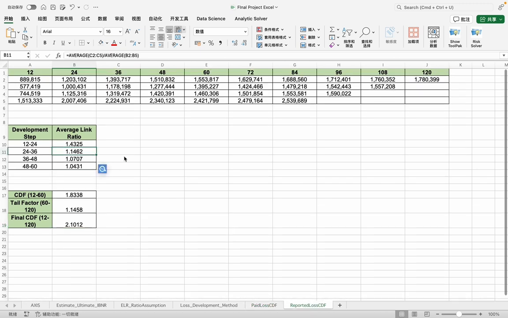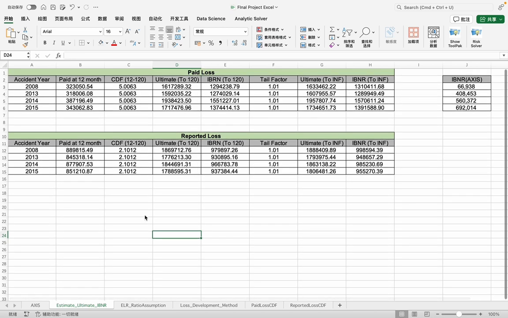We use the same method for both paid loss and reported loss, and we get a final CDF of 2.10 for the reported CDF. I then apply the CDFs to observed 12-month losses for 2013, 14, and 15. Using the formula, the ultimate losses equal the observed losses multiplied by the CDF, and the IBNR we get by the ultimate losses minus the observed losses.